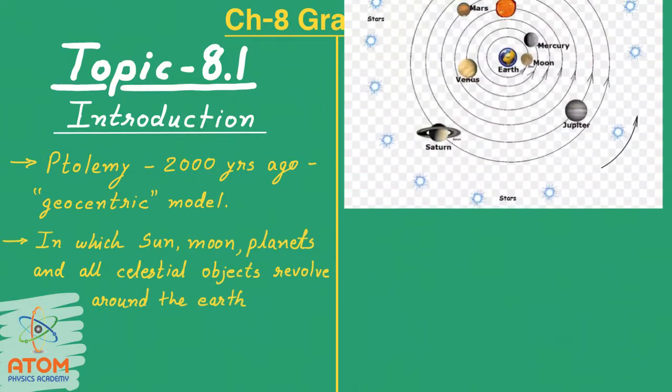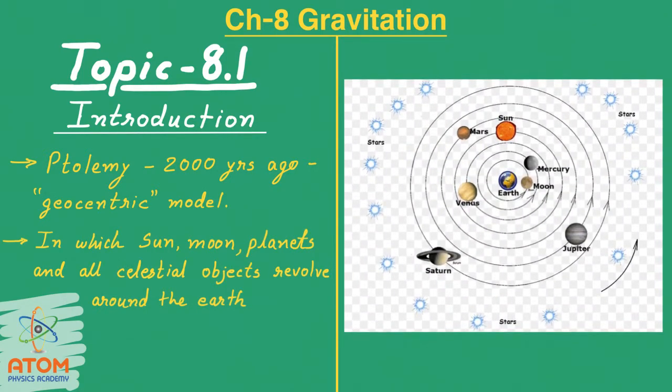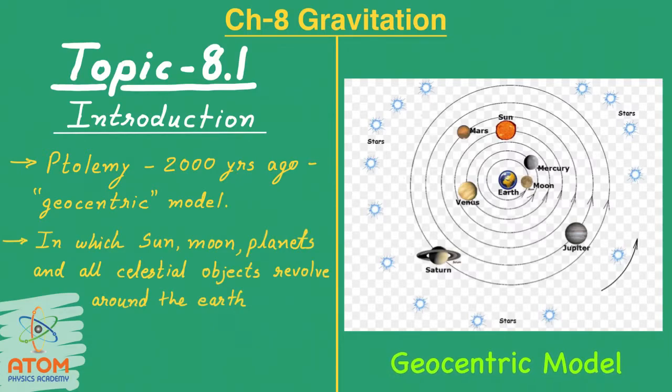Let me show you a figure of it. Here is the figure of Ptolemy's geocentric model. You can see here at the center is earth. This is moon, Mercury, Venus, sun, Mars, Jupiter, Saturn and all other stars. All are revolving around earth. That's why this model is known as geocentric model.